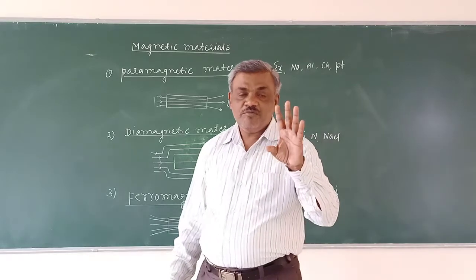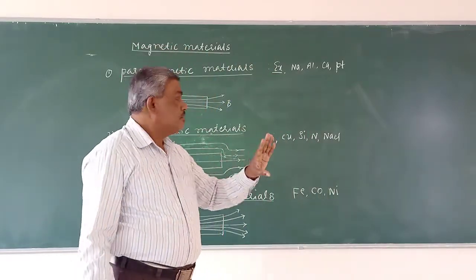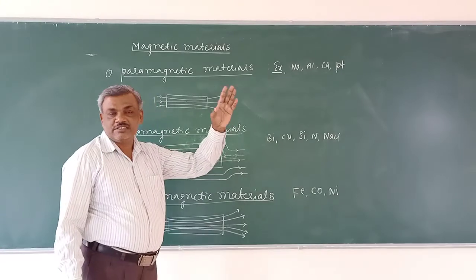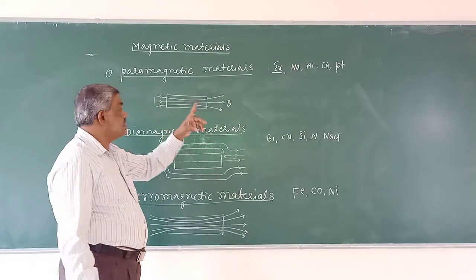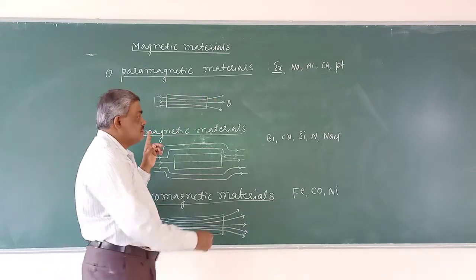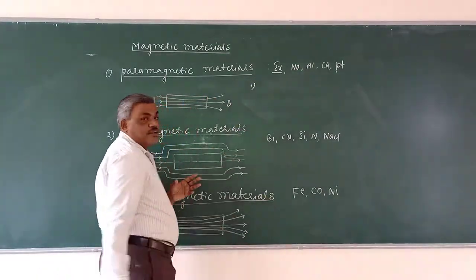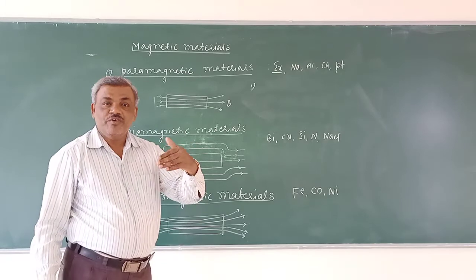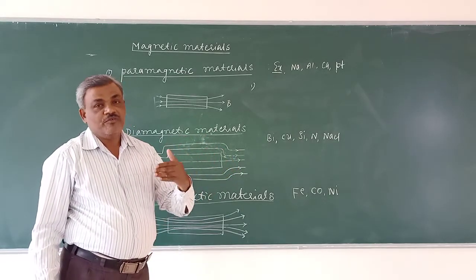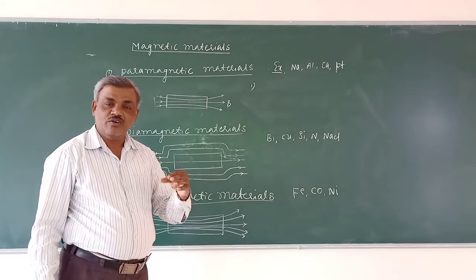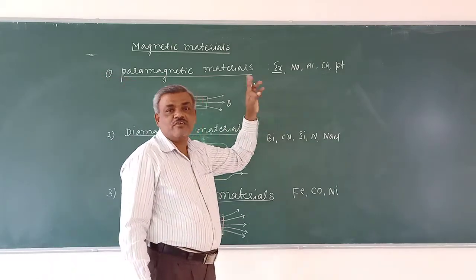What are the important properties of paramagnetic materials? In an examination, maybe a 2 marks or 3 marks question, mention the important properties of paramagnetic materials. The first property: paramagnetic materials are weakly attracted by the magnet. They move from the weaker region of the magnetic field to the stronger region of the magnetic field.